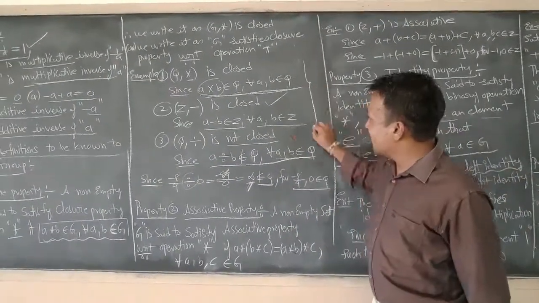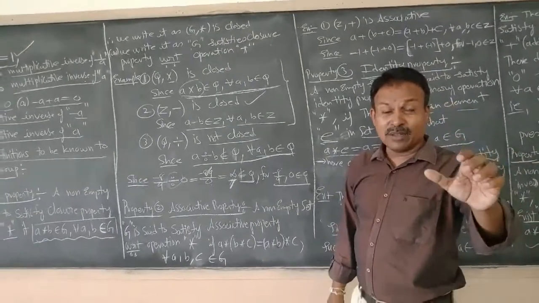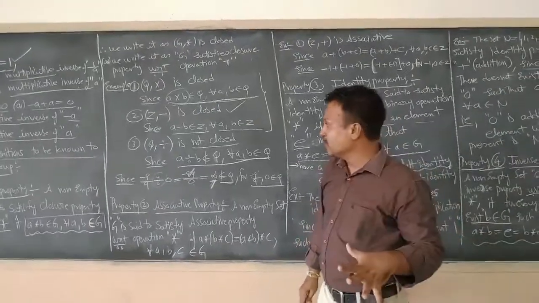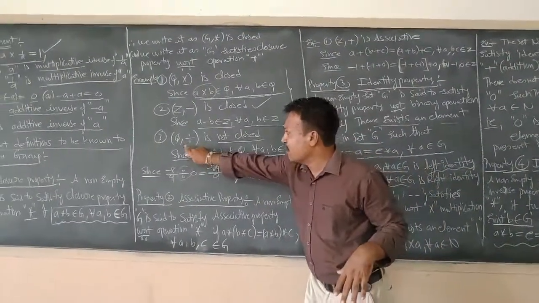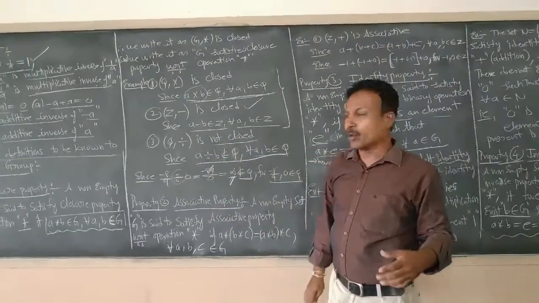Here the first two examples strongly support the closure property, and this example is a strong example which does not satisfy closure property.